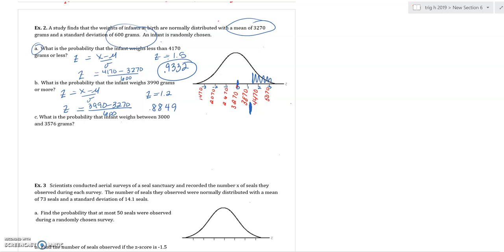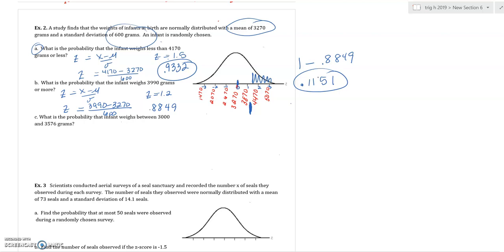But they want to know the probability the infant weighs 3,990 grams or more. So you would have to do 1 minus 0.8849. So your answer would be 0.1151. So 11.51% probability that a randomly chosen infant would weigh 3,990 grams or more.